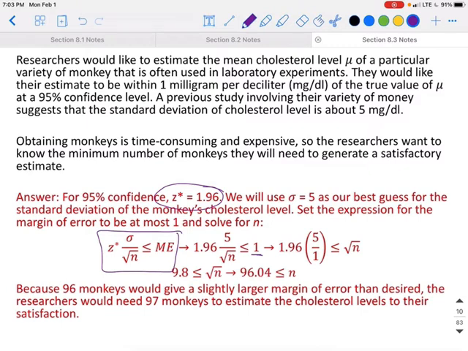So if we want to get the n by itself, we can multiply both sides by radical n. If that number was anything besides 1, we could also divide both sides by that value for your margin of error. We could then square both sides to get the n value by itself, and we would see that n needs to be at least 96.04, but we can't have part of a monkey, so we would go ahead and tell them to round up and tell them they would need at least 97 monkeys to estimate the cholesterol level to their satisfaction.